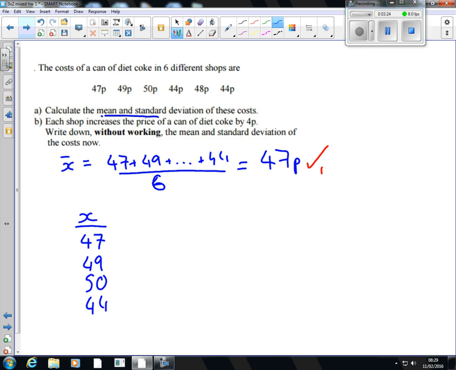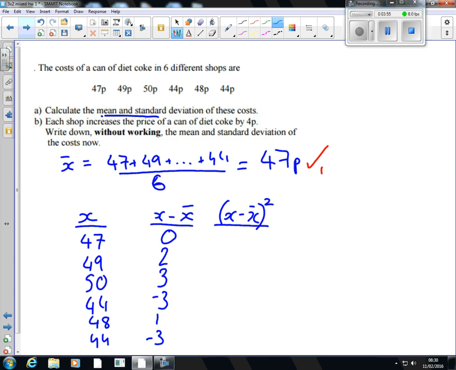So your x's are all these. I'm going to have to go a bit further down. 48 and 44. So your x minus x bars, the difference between all your x's and the mean. That's the same as the mean, so that's fine. That's 2 bigger, so it's there. That's 3 bigger. That's 3 smaller, so it's minus 3. That's 1 bigger, and that's 3 smaller again, so that's minus 3. And then I take my x minus x bar squareds. So 0 squared is 0, 2 squared is 4, then 9, negative 3 squared is 9, 1 and 9.